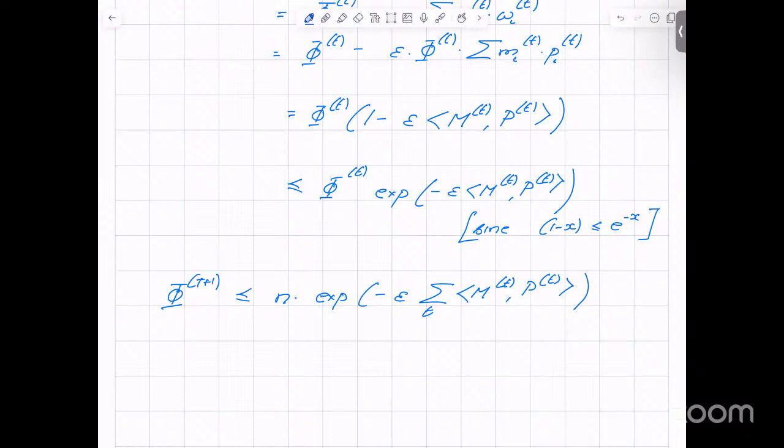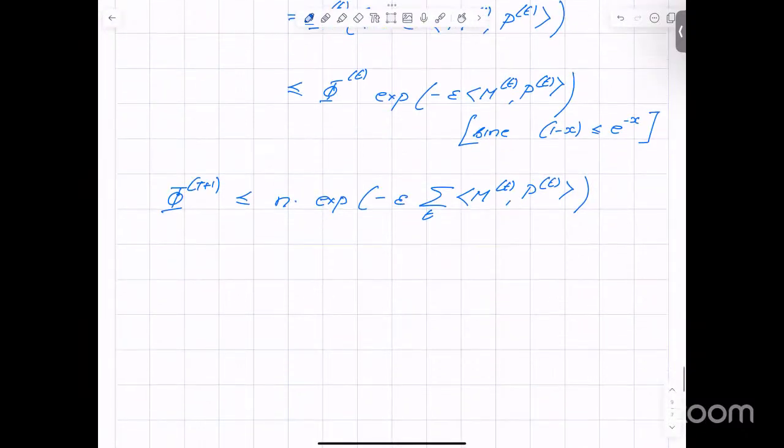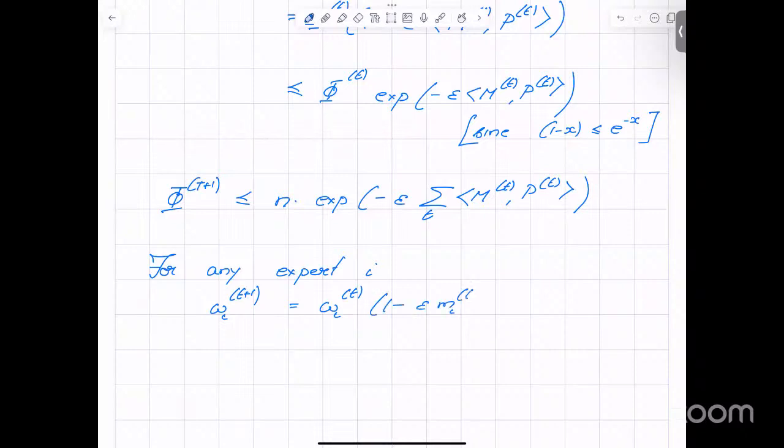But we also know the same thing for any expert i. We know that w_i^(t+1) is equal to w_i^t times (1 minus epsilon m_i^t).